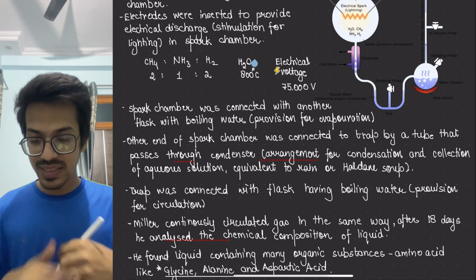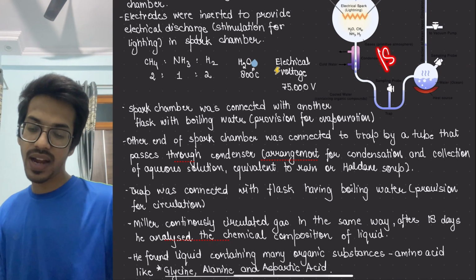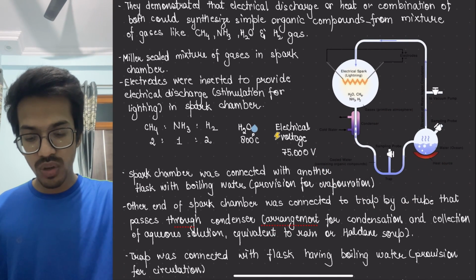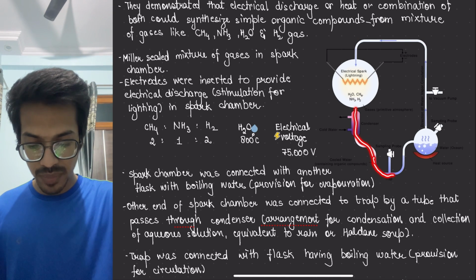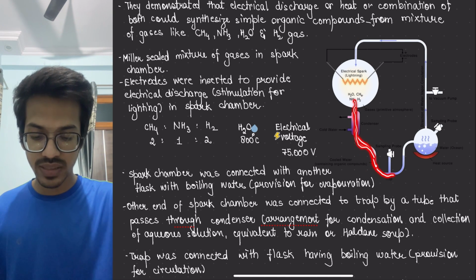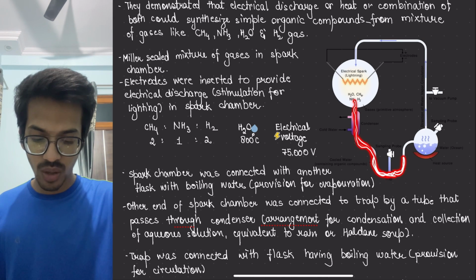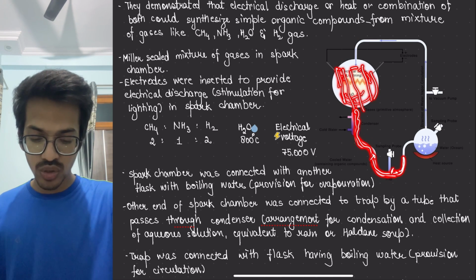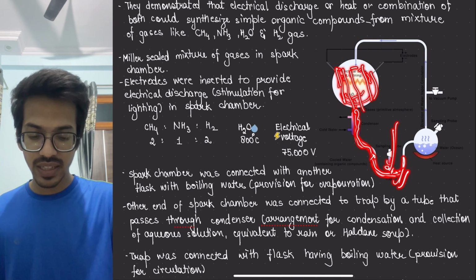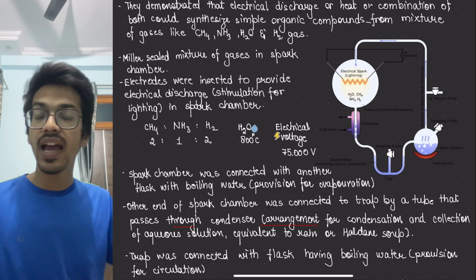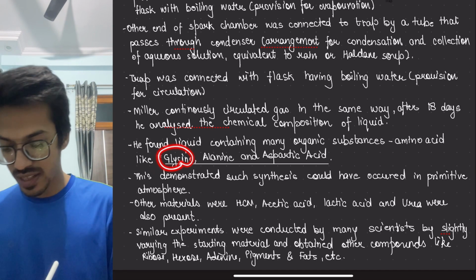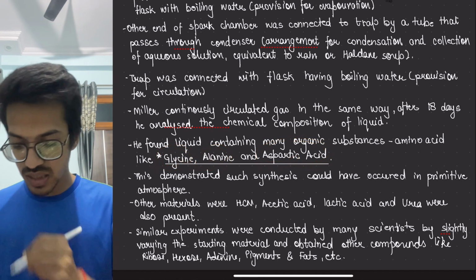Now what happened, they did this whole experiment, and after 18 days of circulating this whole system, they found that whatever water is there will be discharged and will come down over here. It means the water vapor will condense like rain and come over here. So they analyzed the water in this area, and they found simpler substances like glycine, alanine and aspartic acids.